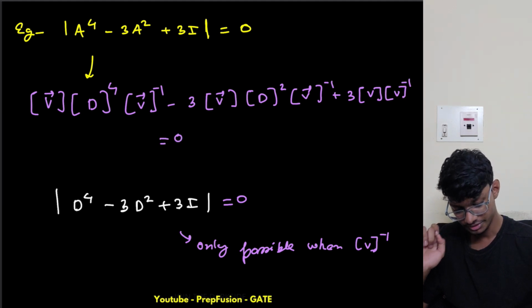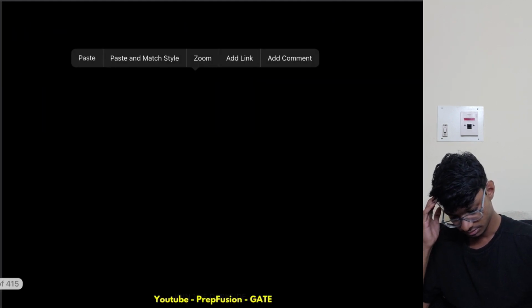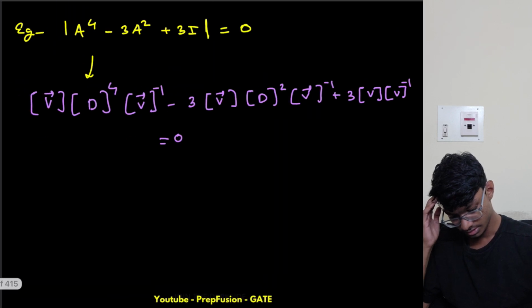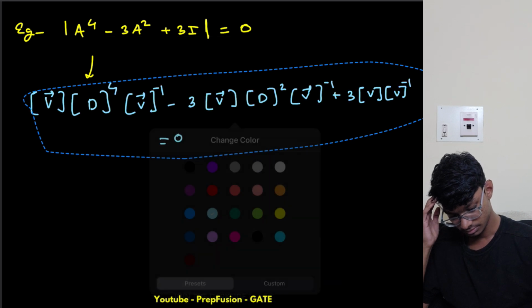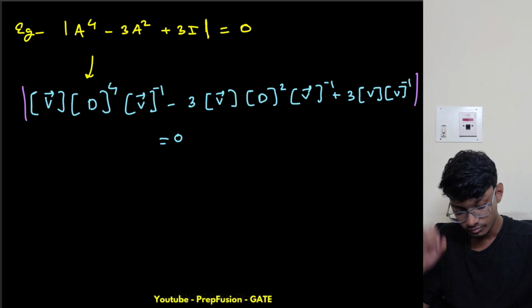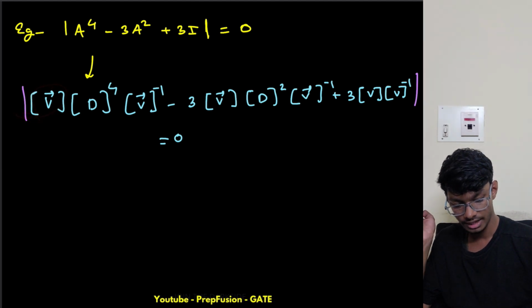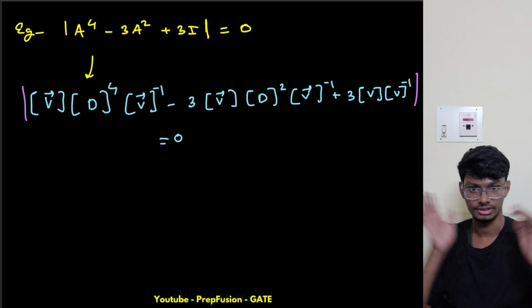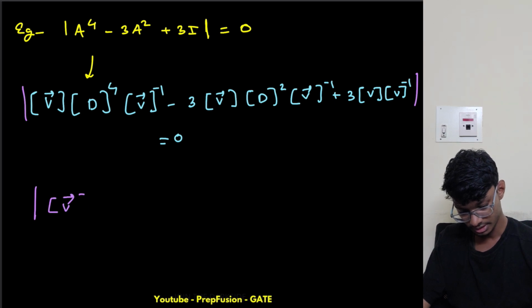Now I will do some trick very smartly. Let me cut this and paste this over here. Let me change the color, this color is not suiting this one. So this is the determinant, right? If this is the determinant, I will take common this V and this V inverse at both ends. So I have this determinant, taking common V matrix at the starting.